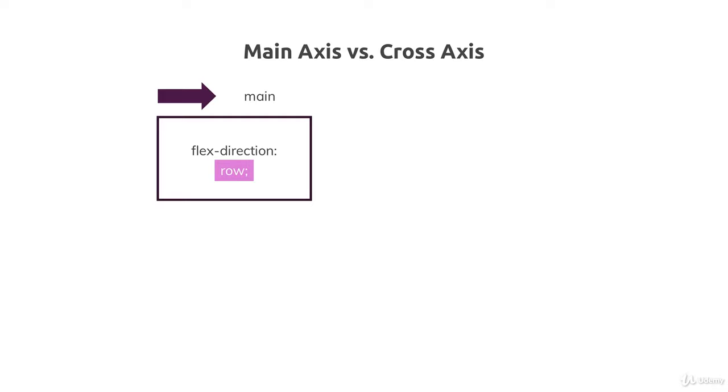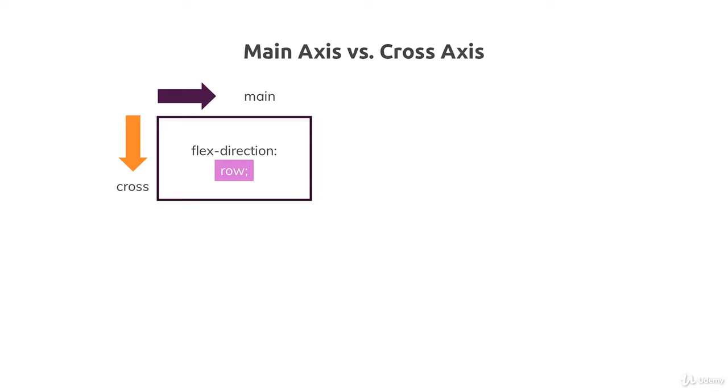Now, if the main axis goes from the top left to the top right, then the cross axis, which, that's important, always has the same starting point as the main axis, goes from the top left to the bottom left corner, of course. So that's basically the default behavior of how our flex items are displayed. They are displayed in a row, so along the main axis, and from left to right.